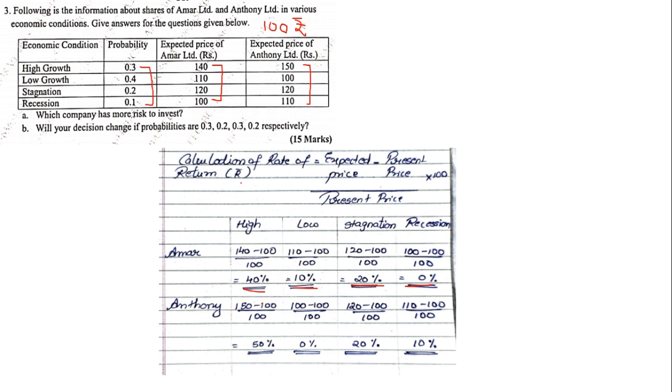Same for Anthony, it is 150 minus 100 upon 100, 100 minus 100 upon 100, 120 minus 100 upon 100, 110 minus 100 upon 100. We get the values as 50, 0, 20 and 10.